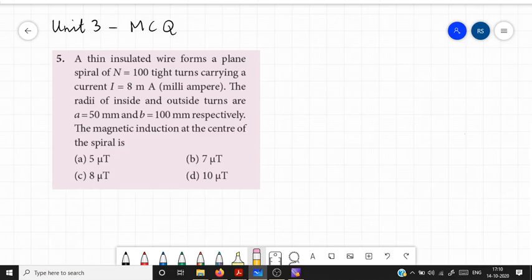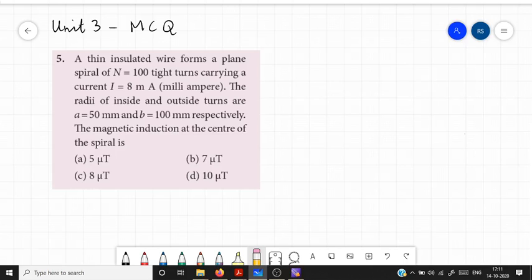A thin insulated wire forms a plane spiral coil. The number of turns is 100 in total, carrying a current of 8 milliampere. The inner and outer radii are given. What is the magnetic induction at the center of the spiral?